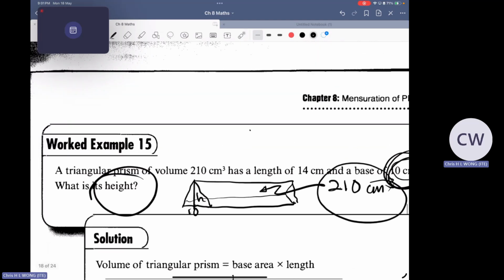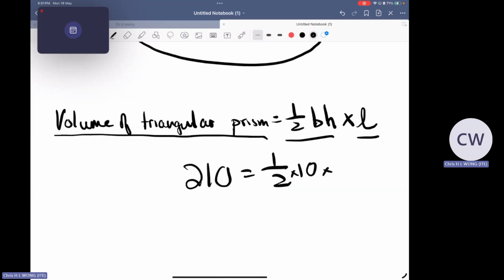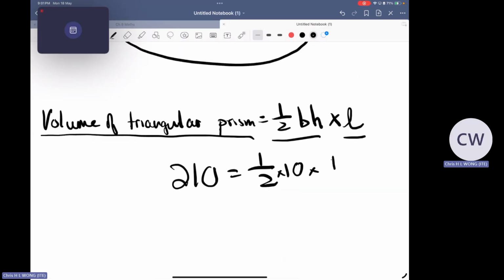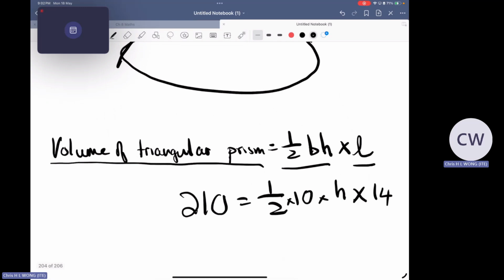So don't know. But they give you the length. The length is 14. 14, 14 here, okay? So this is times the length. Length is 14. The height don't know. Times the height times 14. You don't know height, right? So in order to solve it, what must you do? What must you apply?